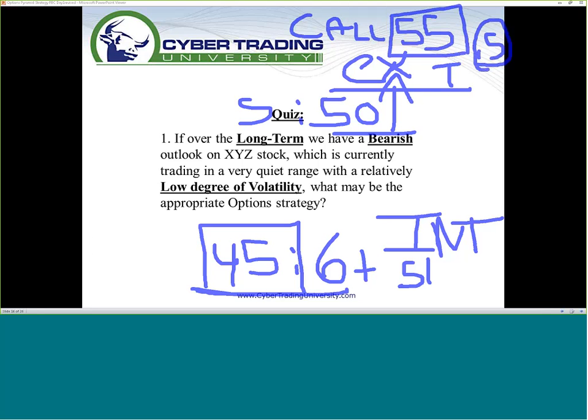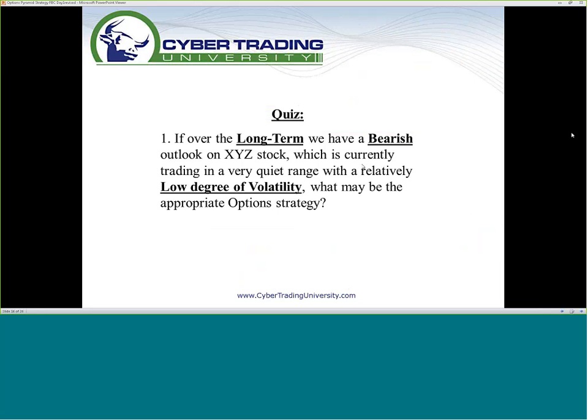Intrinsic value, in terms of call options, is below. Extrinsic value is the time, the extra time premium. It's above. Everybody see how that works?